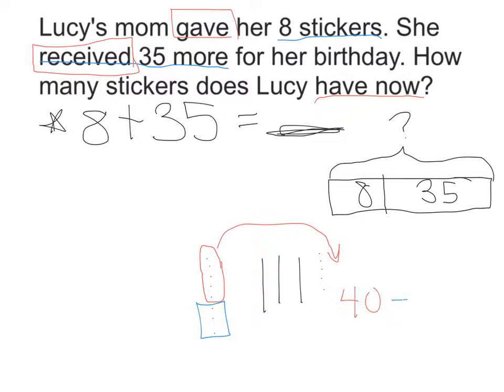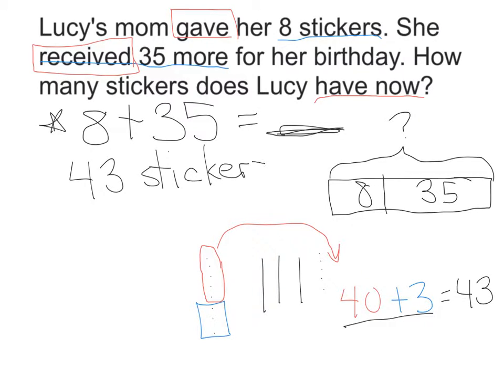And I'm going to need to add those to 40. Well, now I see a problem that's a lot easier to solve. And I see that problem is 40 plus 3, which I can add my 1s to my 10s, and that is 43. So 8 plus 35 is 43 stickers. Remember to include that unit in your answer, and you can underline it or box it.